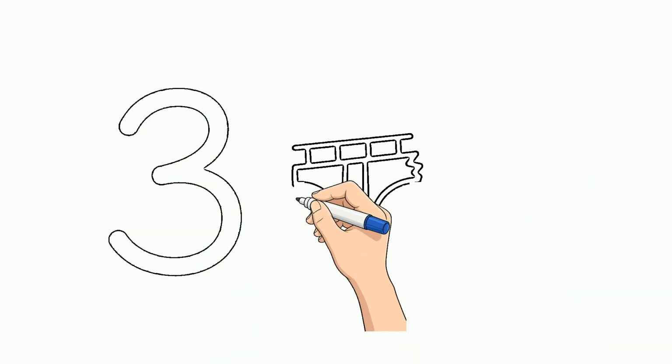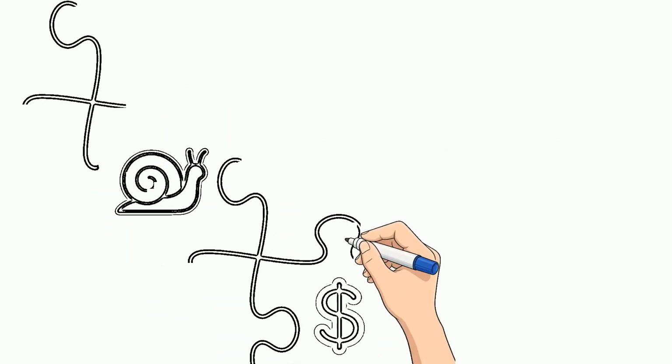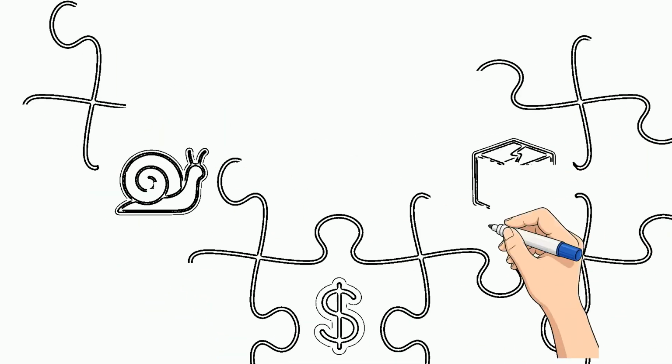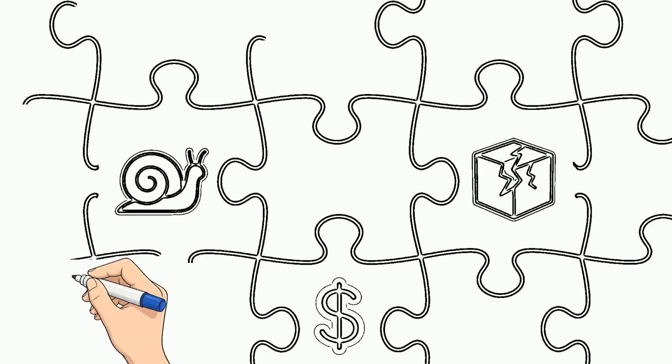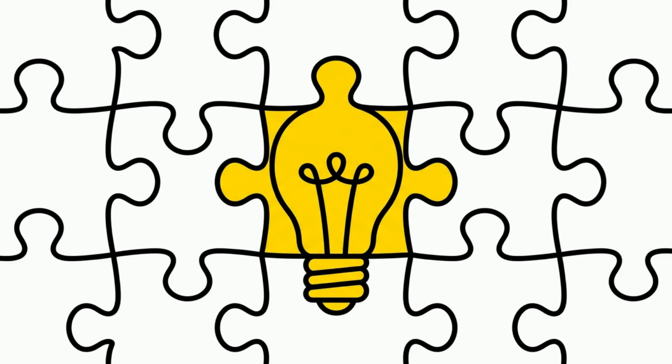The third step is identifying gaps in the market. A gap is where existing solutions are either insufficient, too expensive, too slow, or poorly delivered. This is where innovation happens.